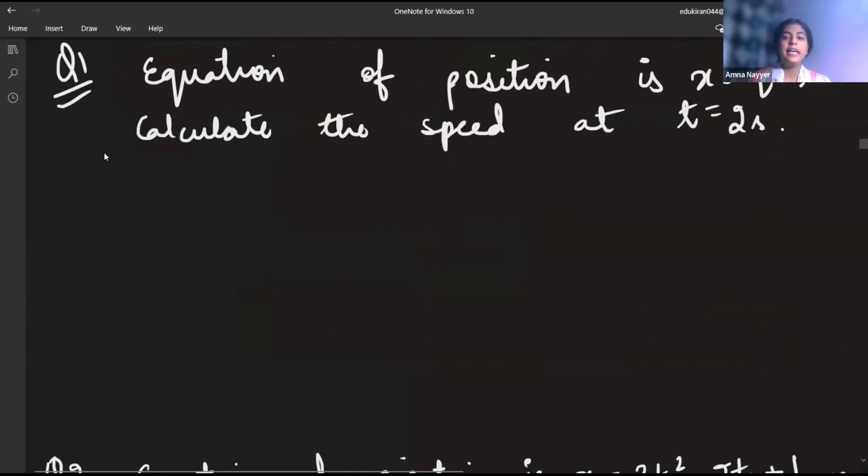Now see, the equation of position is given as x is equal to t square. You have to find out the speed at t is equal to 2 seconds. First tell me, all of you in the chat column: if this is given as calculate the speed at t is equal to 2 seconds, should I find average or should I find instantaneous? Average or instantaneous?